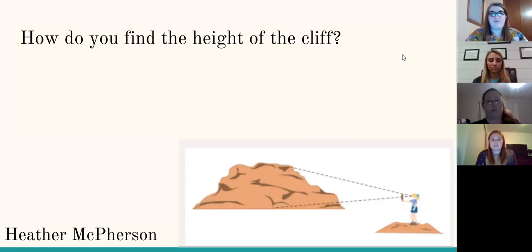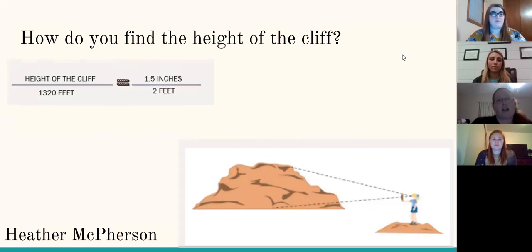Hey, Heather, how do you find the height of the cliff? So in our homework, we were given a lot of information on this problem, but the equation that you're going to use is height of the cliff divided by the quarter mile, which again is 1,320 feet, and it's going to equal 1.5 inches over 2 feet.